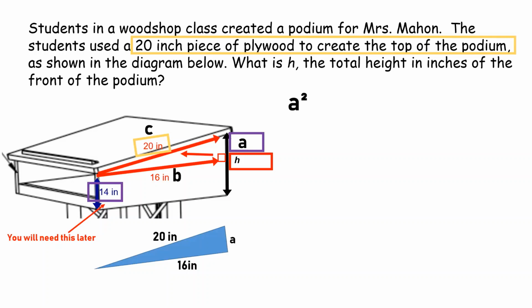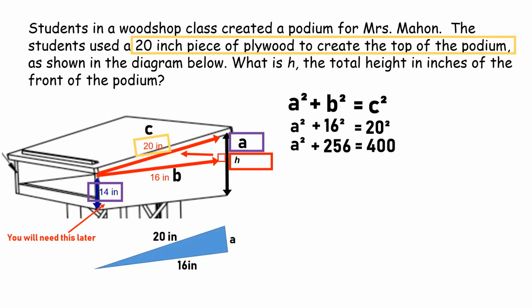I will then solve with my a squared plus b squared equals c squared equation, where a is missing and b is 16 squared, which will equal 20 squared. A squared is missing, 16 squared is 256, and 20 squared equals 400. I will solve this as a one-step equation. Subtract 256 from both sides of the equation. 256 minus 256, zero pair.